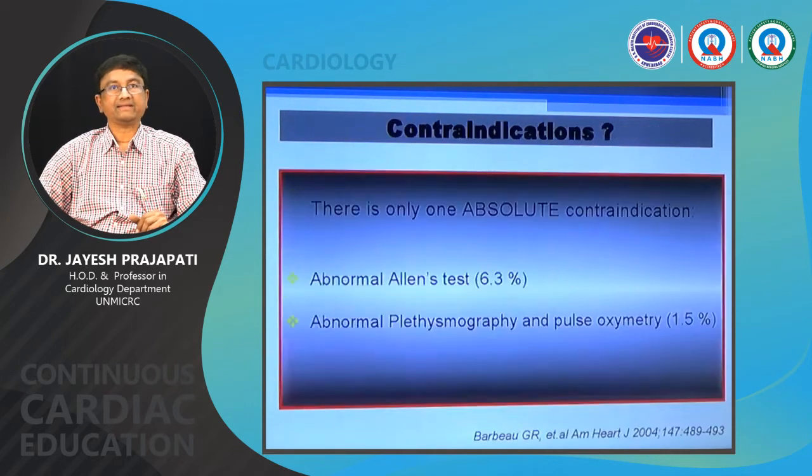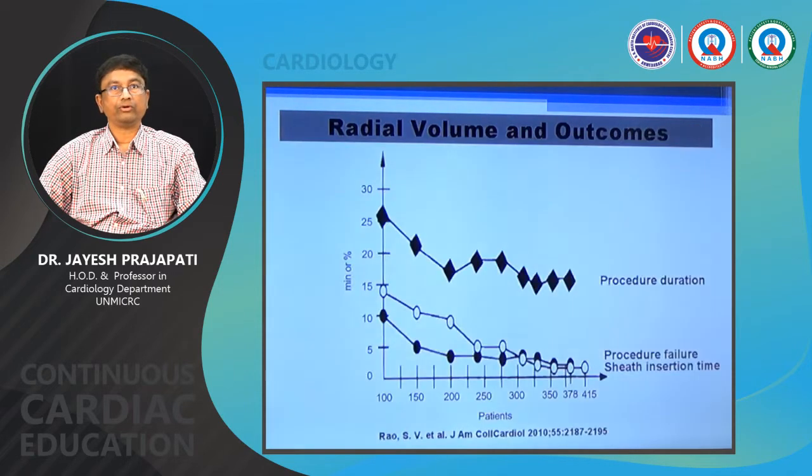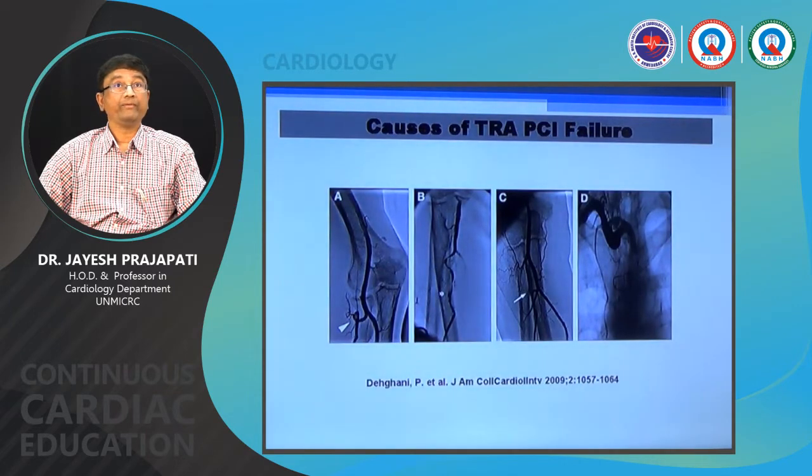Which are the contraindications? As I told, an abnormal Allen test, where you have no pulse, is the only absolute contraindication. And as for the complications with the radial artery, I am going to discuss that in a later part of my talk. Before that, I go with something on the radial anatomy.